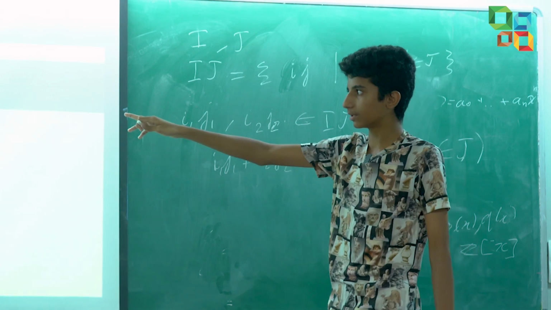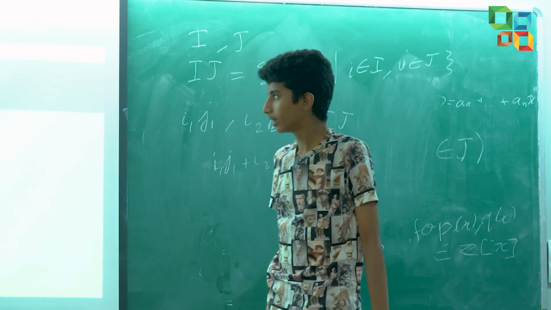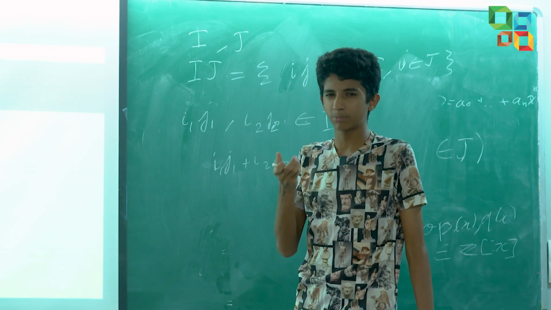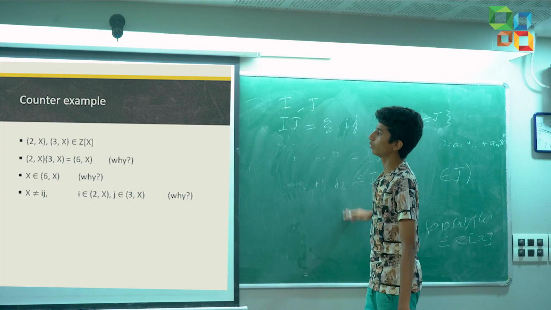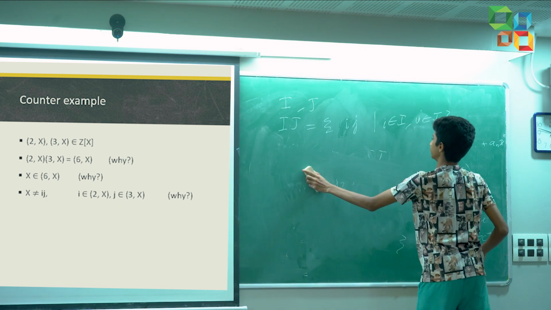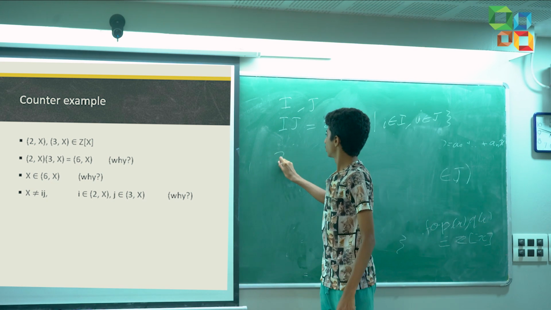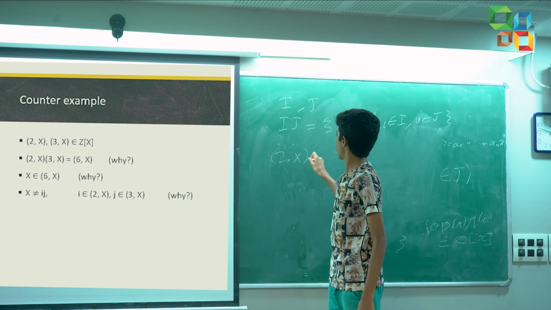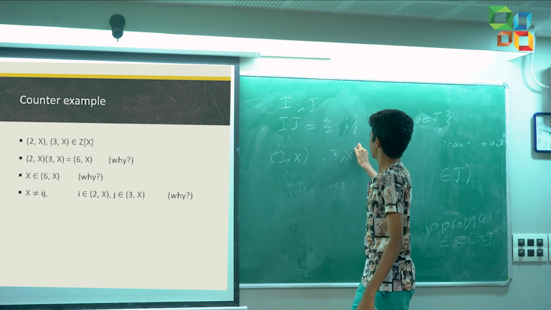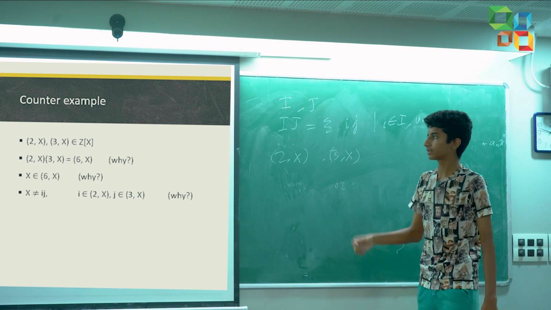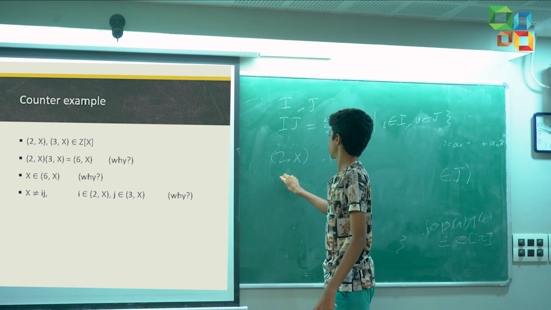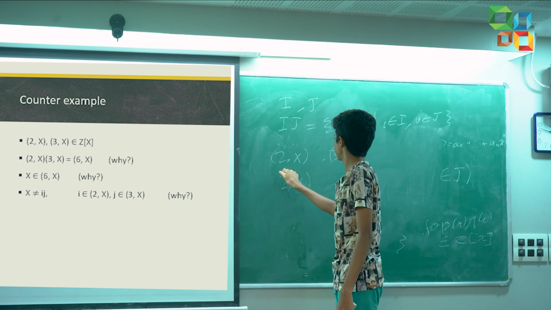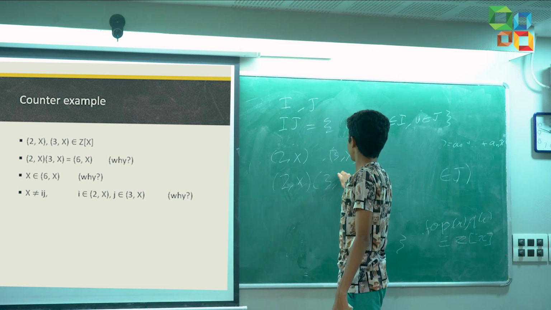See, consider the ring Z[x], all the polynomials with integer coefficients. Now look at the two ideals, (2, x) and (3, x), belonging to Z[x]. See, what is the product of (2, x) and (3, x)? (2, x) times (3, x).